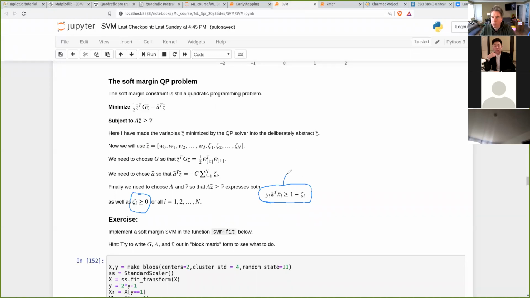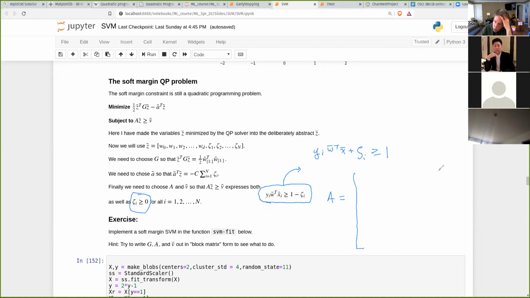But I think what you have to do is rewrite this as y_i w^T x plus, and then you have to move the zeta over there, and this will be greater than or equal to 1. Is that right? Yeah, that must be true. So now what kind of a thing can A be to make that true?